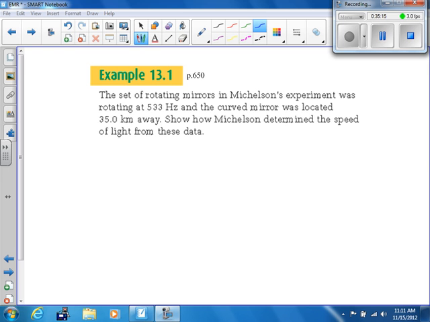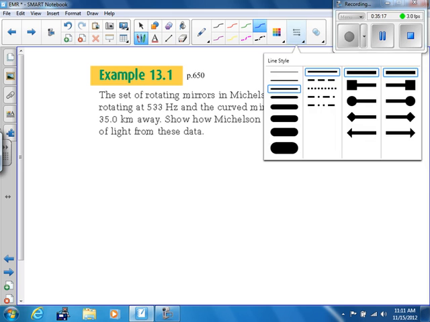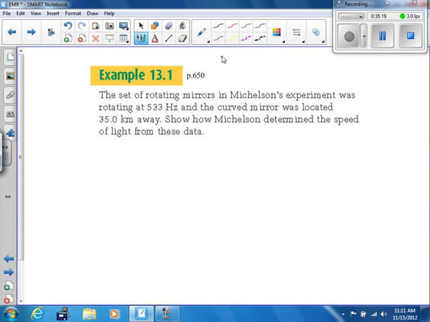Those two equations that we will always use are V is equal to delta D over delta T, or just V is equal to D over T, and T is equal to 1 over F. Both of those equations we've seen before in Physics 20. Constant velocity equation, and then T, the period equation, given the frequency. Got it? Always start with those two.